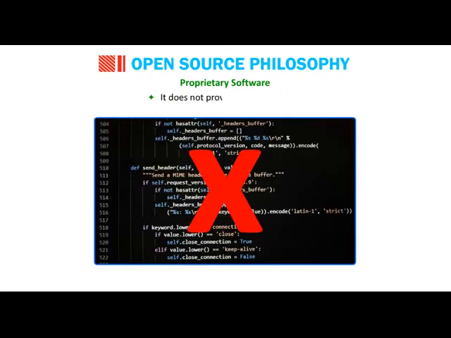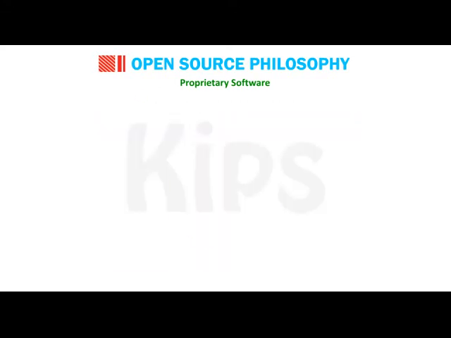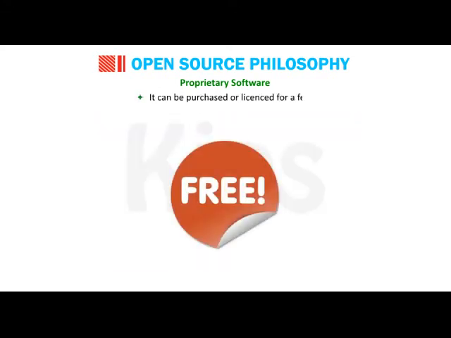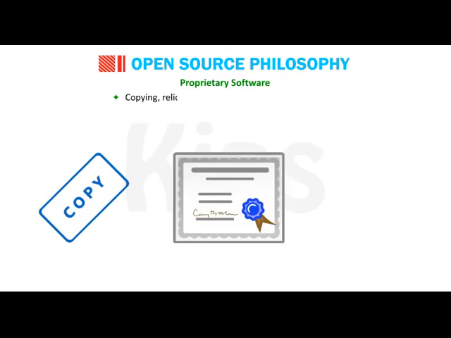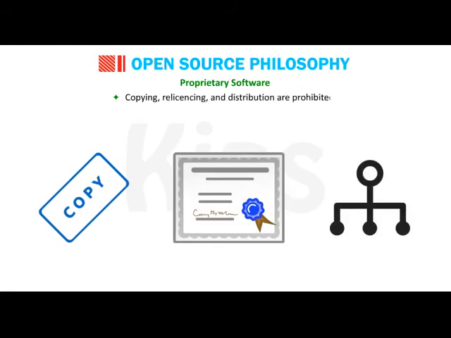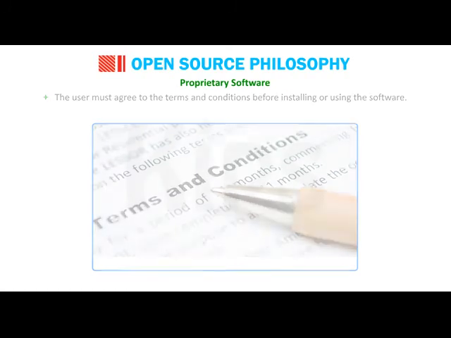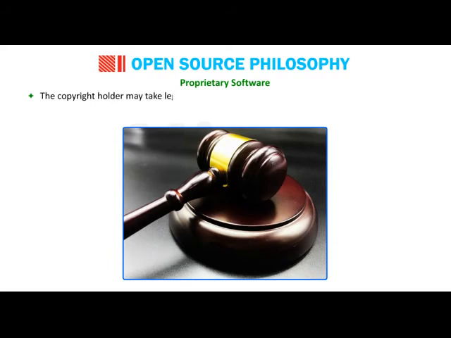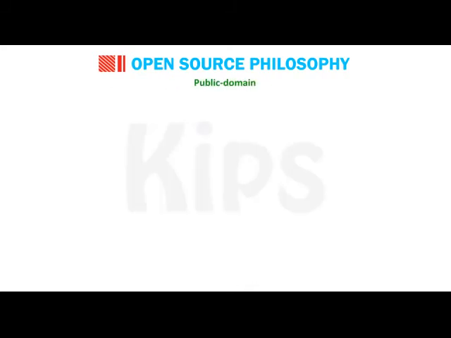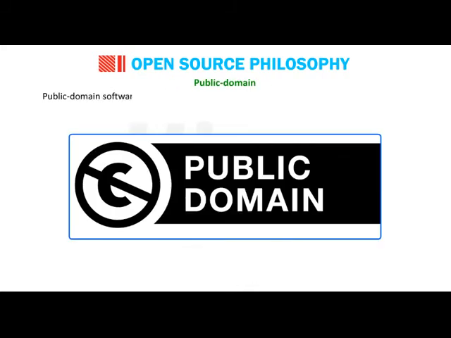It does not provide its source code. It can be purchased or licensed for a fee. Copying, relicensing and distribution are prohibited. The user must agree to the terms and conditions before installing or using the software. The copyright holder may take legal action against the user in case the terms and conditions of the license are violated. Public domain. Public domain software is a program that has no ownership or copyright associated with it.